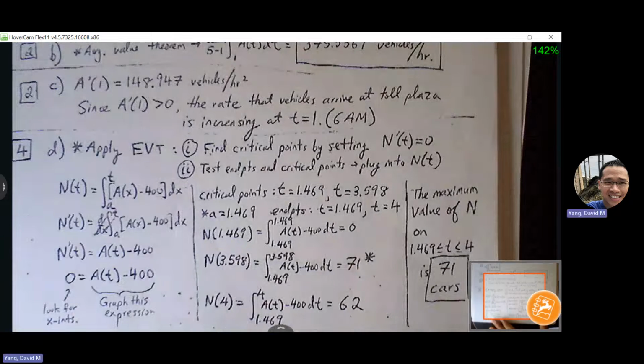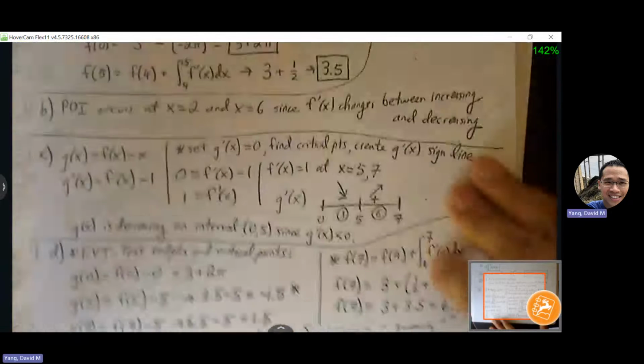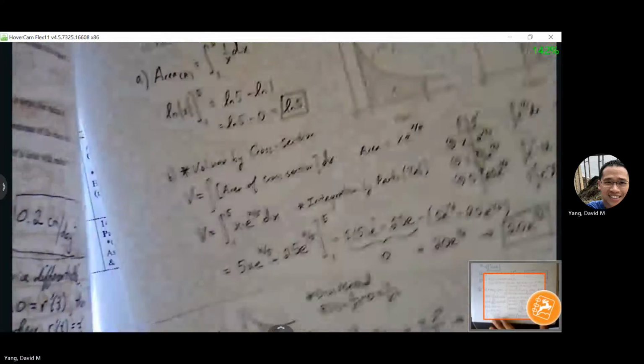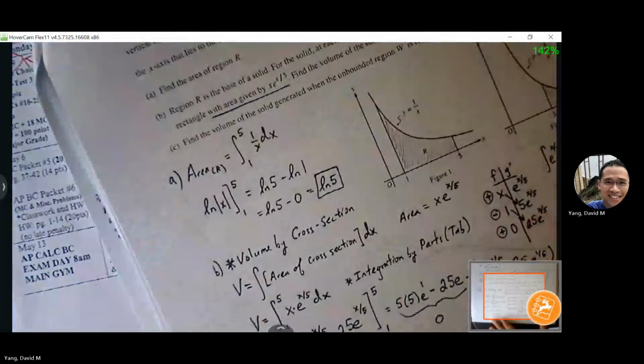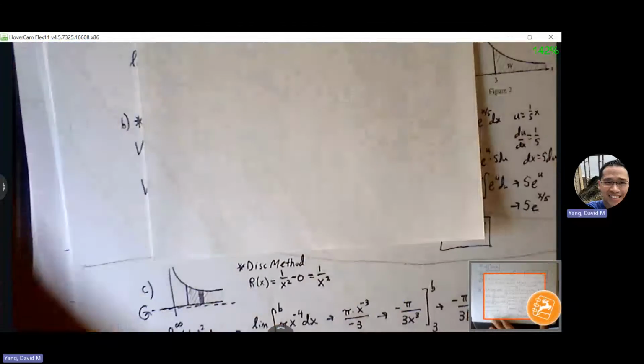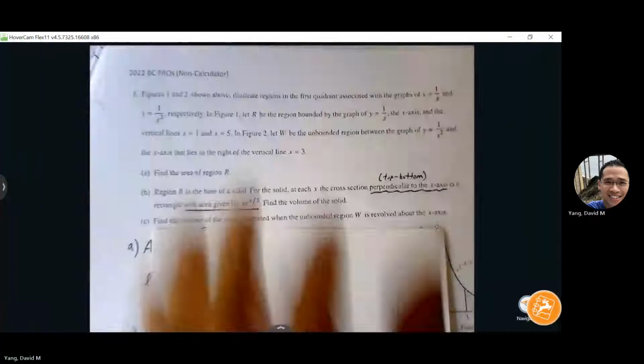Okay, number 2. Oh, sorry, we're doing 1, 5, and 6 now. So let's go to page 13. Okay, this is non-calculator, so let's keep that in mind as we work on number 5.